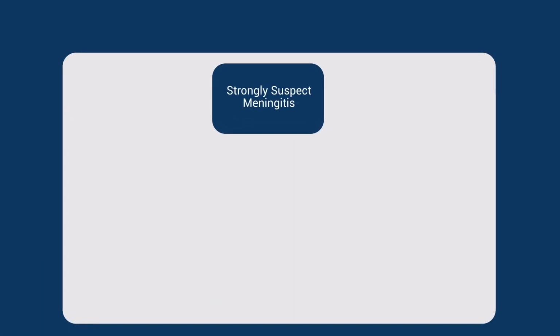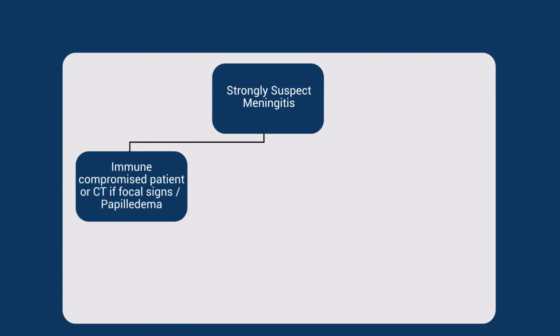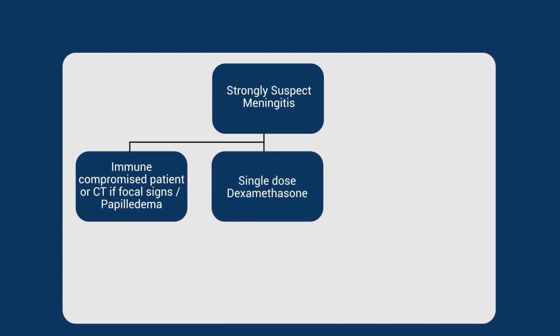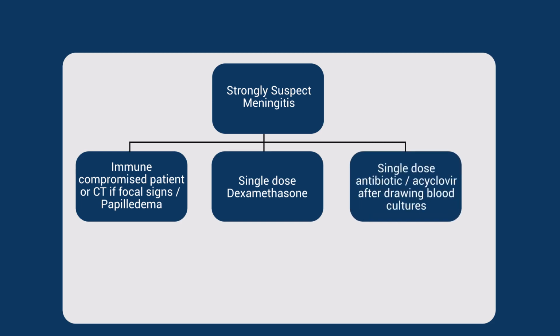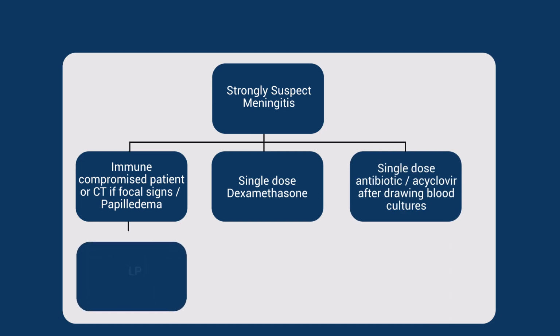So this is your approach to an acute meningoencephalitis syndrome. Your clinical diagnosis is meningoencephalitis based upon the clinical features which we have discussed. You get a CT scan if there is immune compromise, if there is a focal deficit, or if there is papilledema. If any of the above is true, while you're waiting for a CT scan, you may want to give a single dose of dexamethasone. I will tell you why shortly. And a single dose of antibiotics and acyclovir after drawing blood cultures. And once your imaging tells you that there is no raised intracranial tension, no risk of transtentorial herniation, then you can do your lumbar puncture safely.